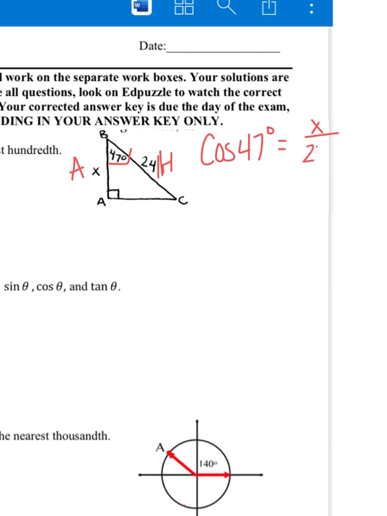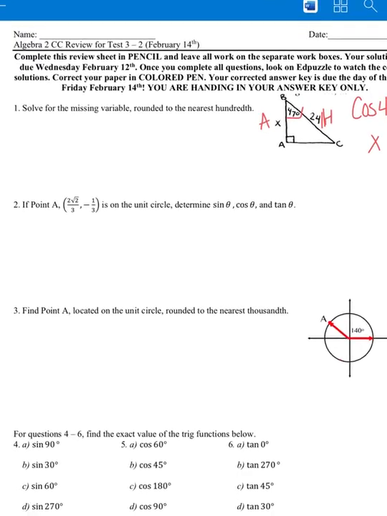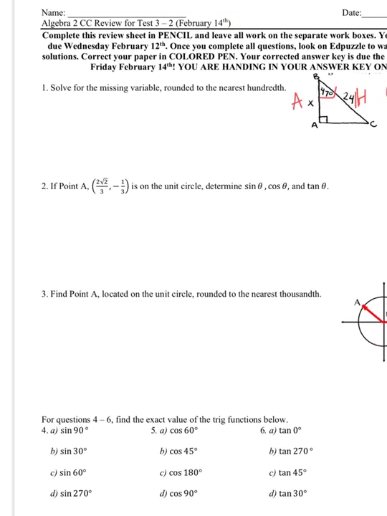over hypotenuse. Now, I know in class we were working with radians, so make sure this is 47 degrees. You are in degree mode. So you would do 24 times the cosine of 47, and that'll give you, rounded to the nearest hundredth, 16.37 is the value of x. That's just SOHCAHTOA. For number 2, if point A is on the unit circle, determine sine, cosine, and tangent.